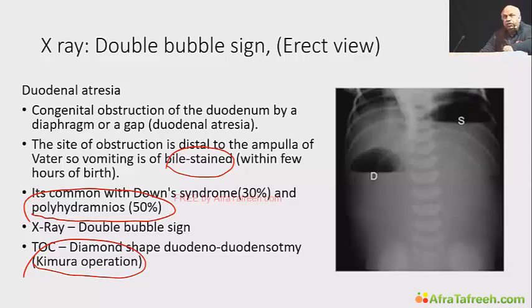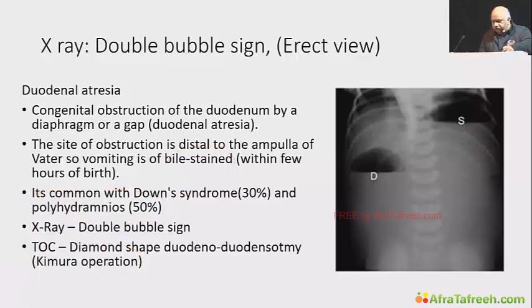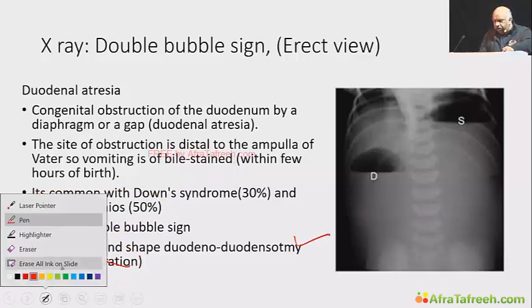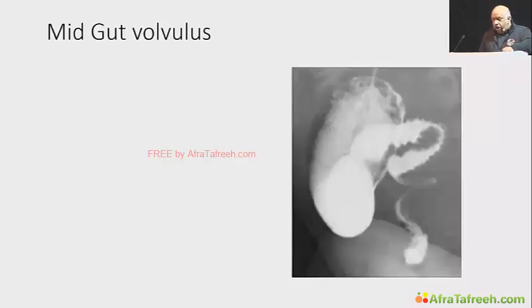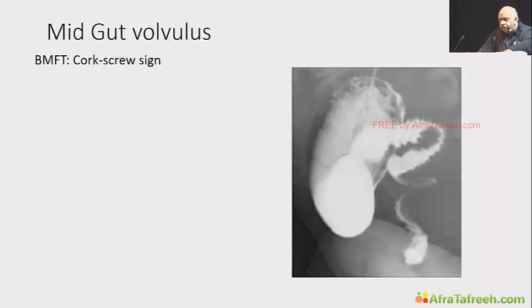If even in viva someone asks what's the treatment for duodenal atresia, don't say Kimura operation. Say duodenoduodenostomy. Diamond shape duodenoduodenostomy. So this line is important. This line, not this word. It's good that you know, but it's unlikely to become an MCQ. This is corkscrew appearance. Corkscrew appearance I showed earlier in barium swallow and DS. This is a corkscrew appearance that you get in midgut volvulus. Later on I'll show you one more.